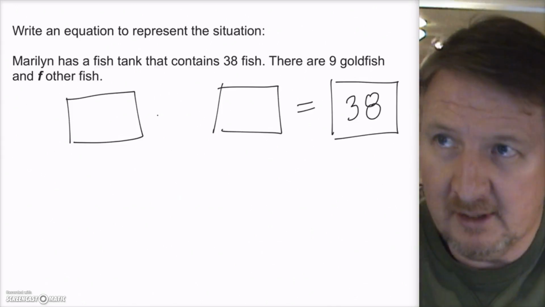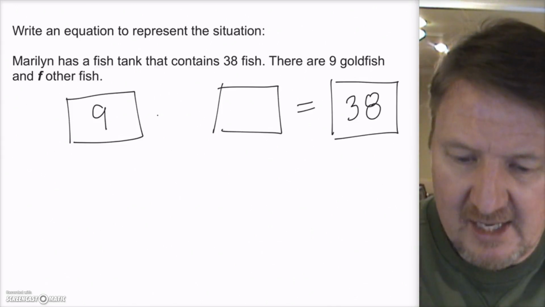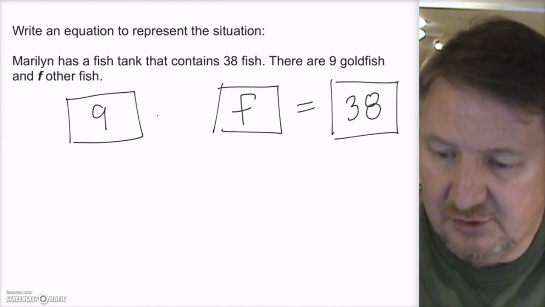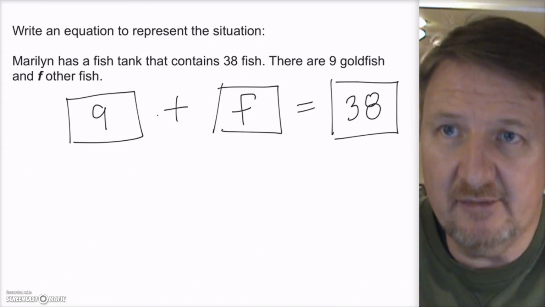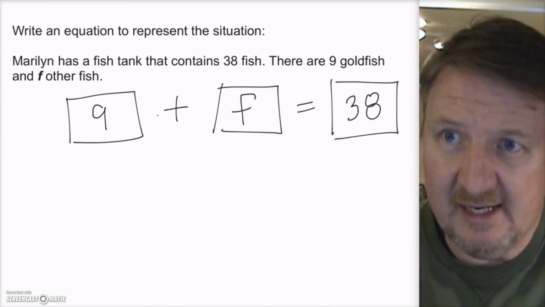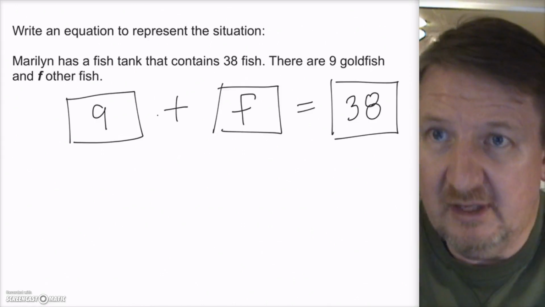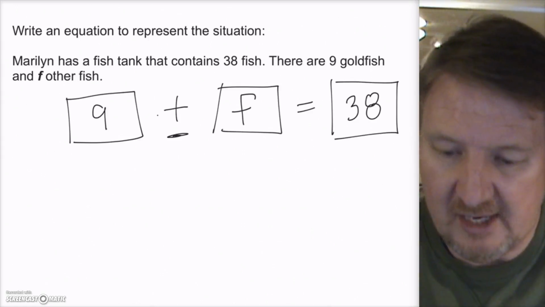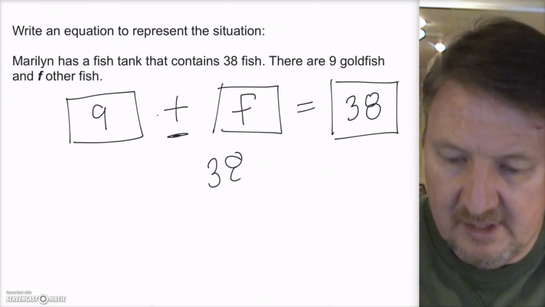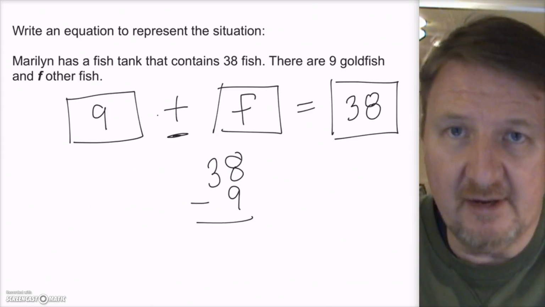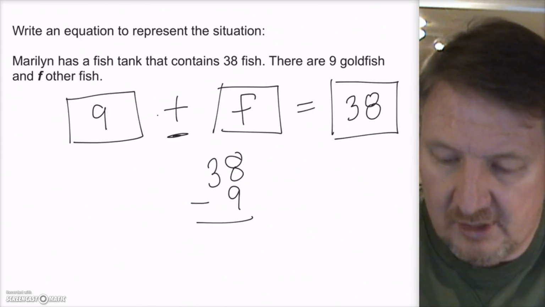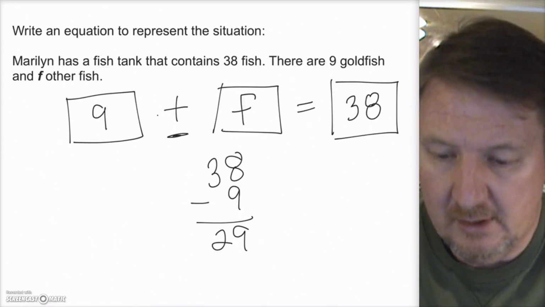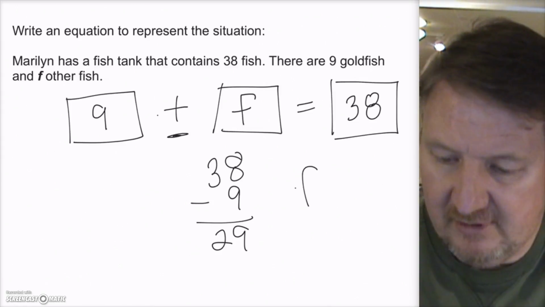All right, and then it says there are 9 goldfish and F other fish, then the total of those 2 is going to equal 38. So I'm going to add those 2 numbers together. Okay, and to find out how many other fish there are, we would have to subtract, because here we've got an addition problem to get to 38, so we have to subtract 9 from 38. So 9 from 38 is what? 29. Okay, so that is our F. F equals 29.